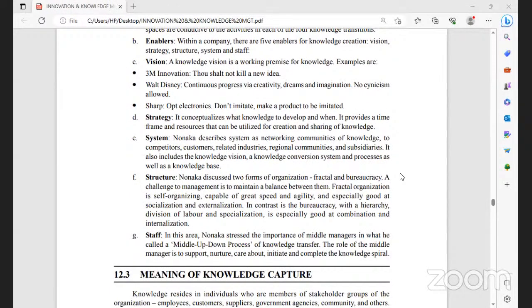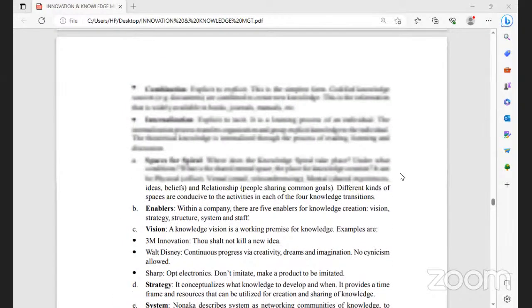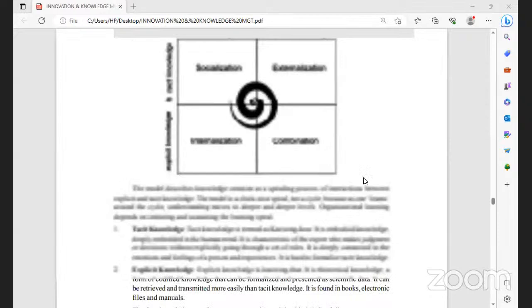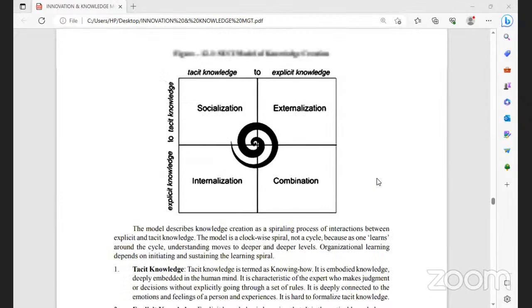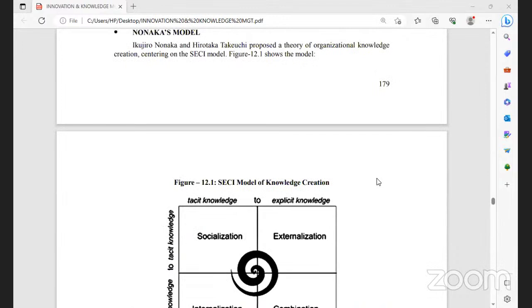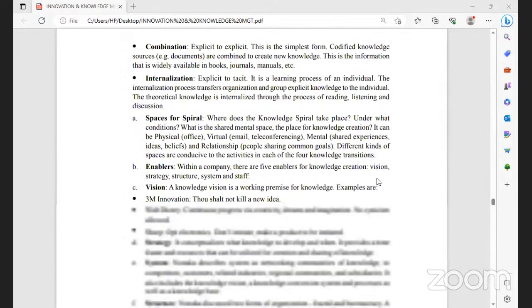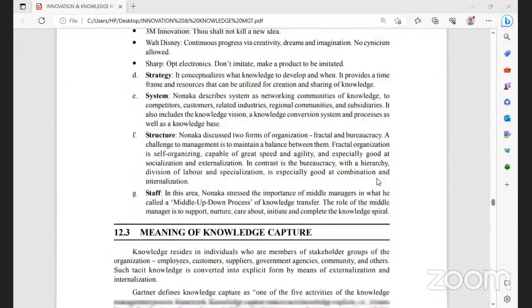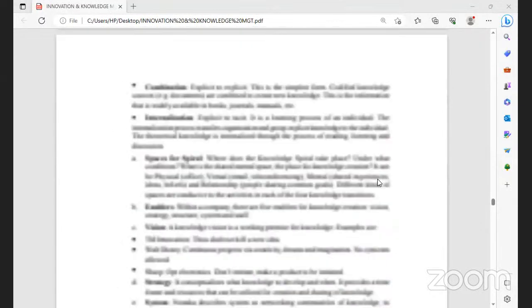They're all relating to contents of these 4 phases of the SECI model of knowledge creation with respect to various organizations. Example. Next one is strategy, system, structure, staff. They're all contents in the Nonaka's model of knowledge creation, which is known as the SECI model of knowledge creation.